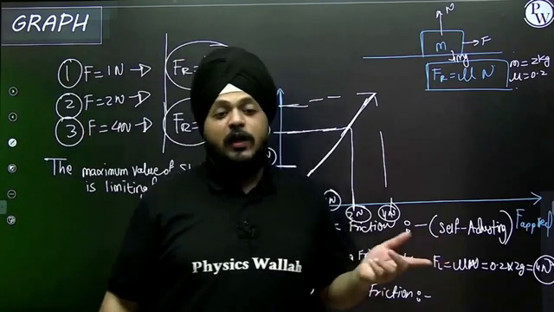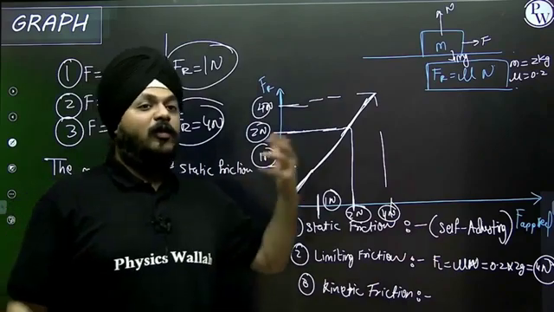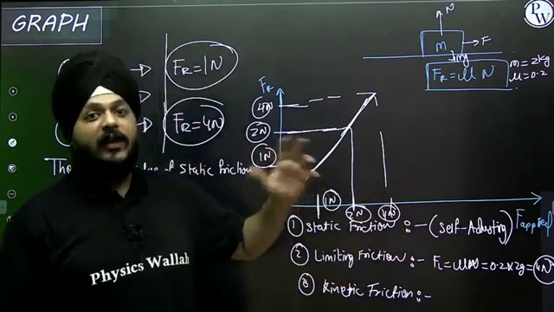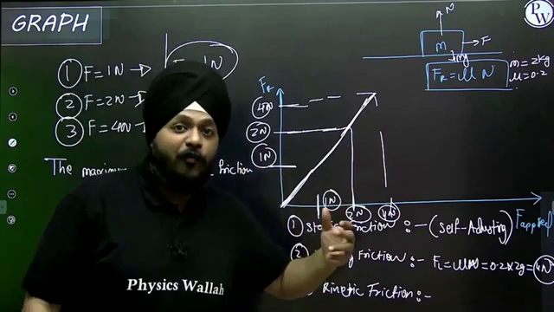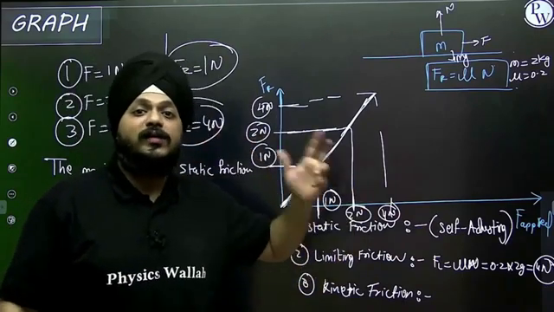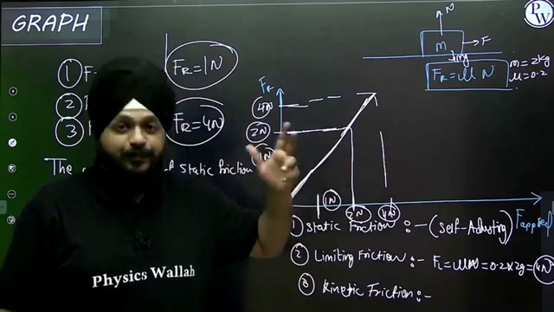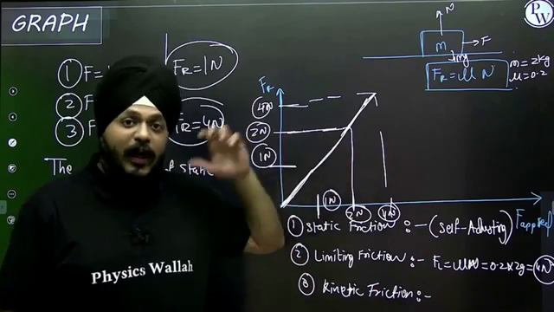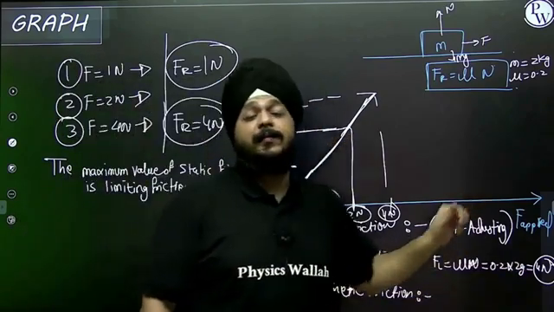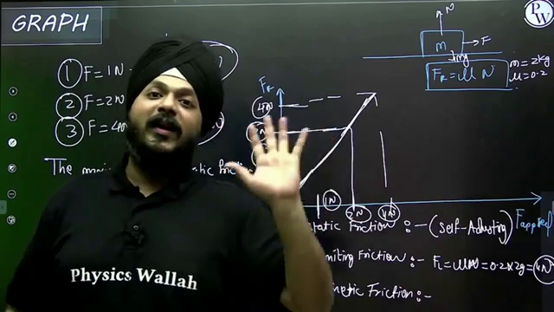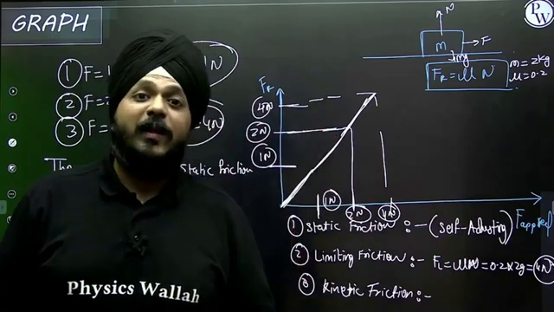When applied force was 0, static friction was 0. When applied force was increased to 1, static friction self-adjusted and increased its value to 1. When applied force increases to 4, static friction tries to self-adjust its value and increases it to 4. But now it has reached the maximum value, the limiting friction. It has reached the maximum.